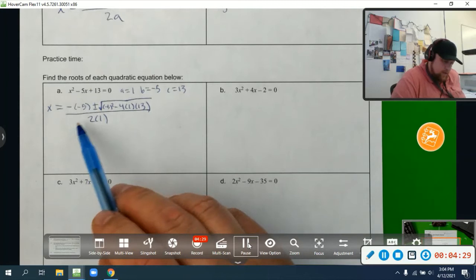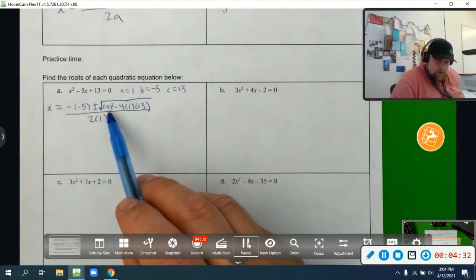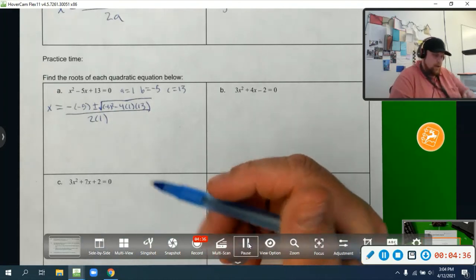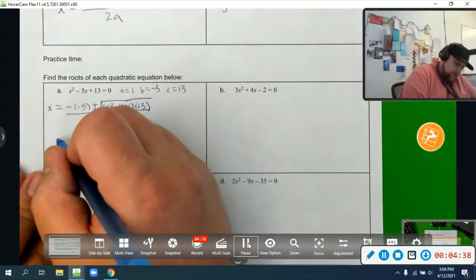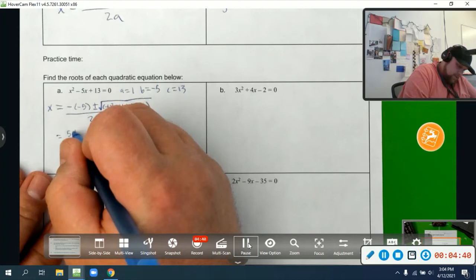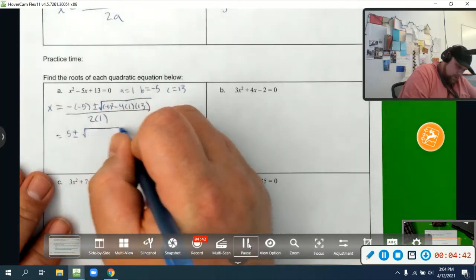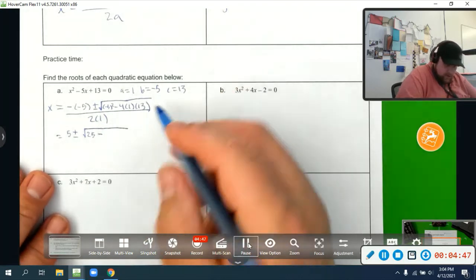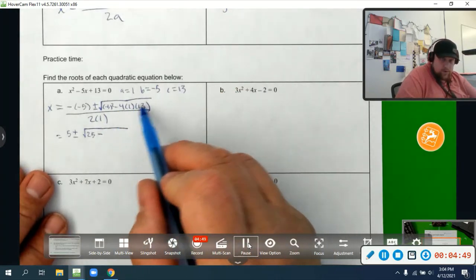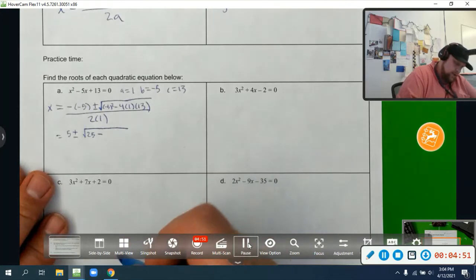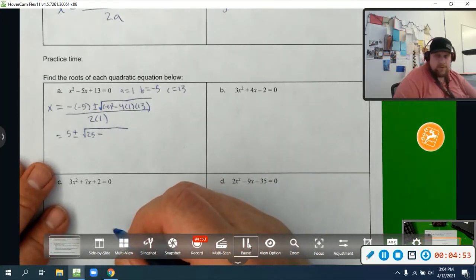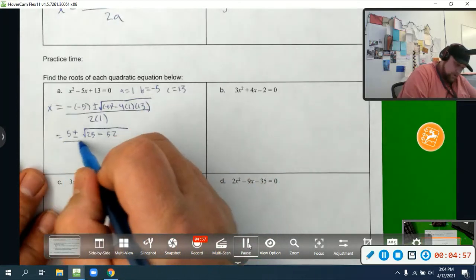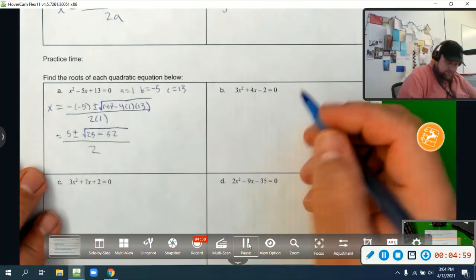So what is this? Negative 5 plus or minus the square root of negative 5 squared minus 4 times 1 times 13 all over 2 times 1. Let's go ahead and simplify that down. Negative 5 is positive 5 plus or minus the square root. Negative 5 squared is 25 minus, and it's a minus because we only have the minus sign. There's no other negatives here. 4 times 1 times 13. See, 4 times 1 is 4 times 13 is 52, all over 2.